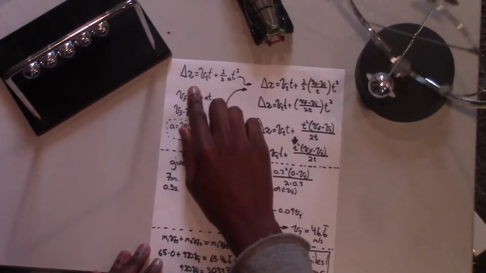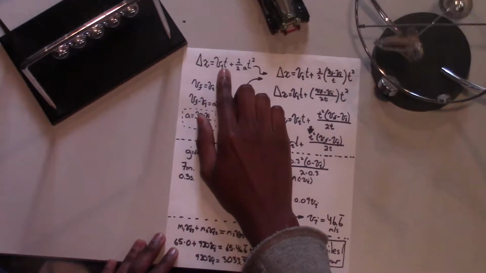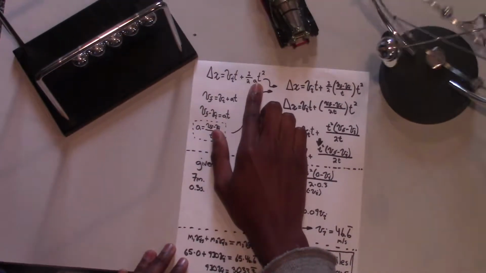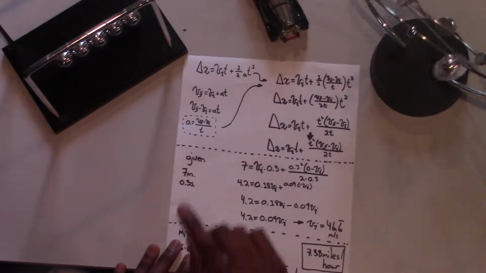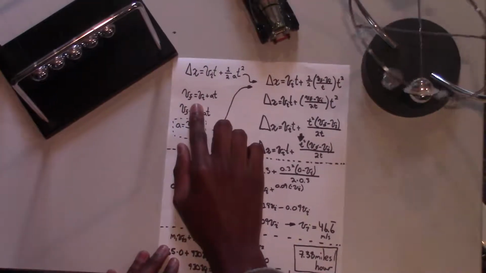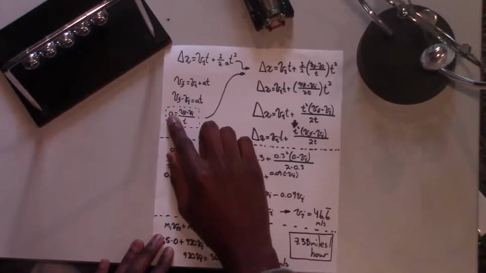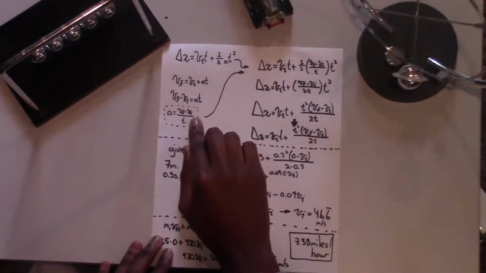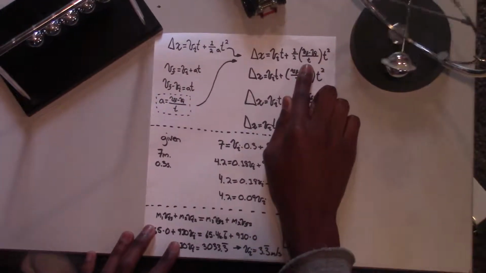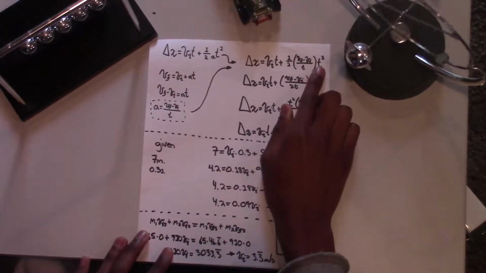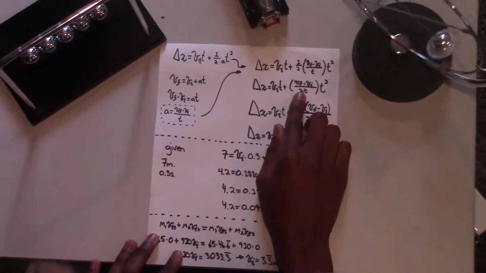Using kinematics, we have this equation. Delta x equals Vi times t plus 1/2 a times t squared. And using this equation as well, Vf equals Vi plus a times t, we can substitute in a for (Vf minus Vi) over t. And we plug this in over here, we get this value. Multiplying everything by 1/2, we can put this over 2.